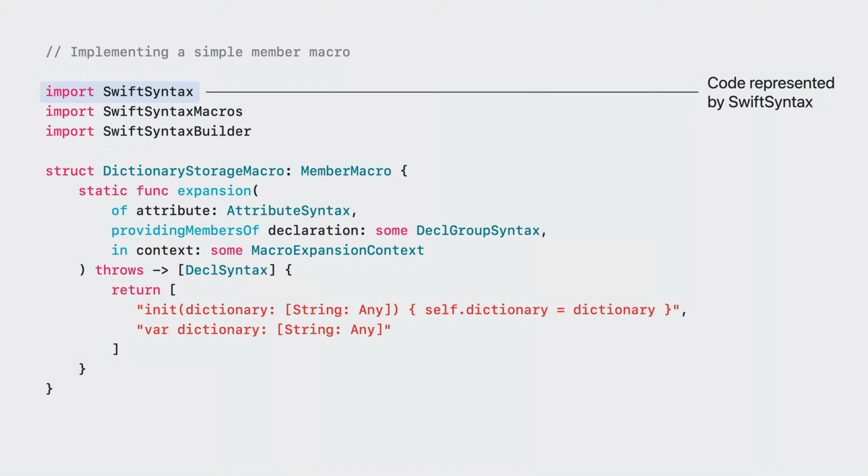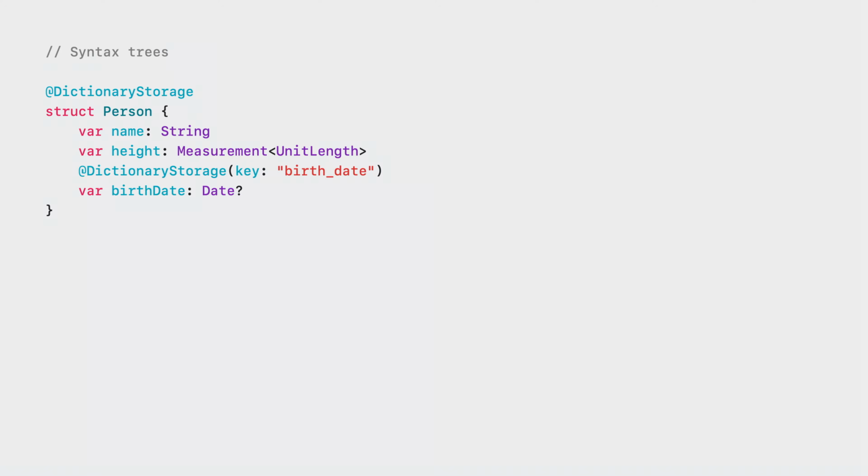Right at the top, we start by importing a library called Swift Syntax. Swift Syntax is a package maintained by the Swift project that helps you parse, inspect, manipulate, and generate Swift source code. Swift contributors keep Swift syntax up to date as the language evolves, so it supports every feature the Swift compiler does. Swift syntax represents source code as a special tree structure. For example, the person struct in this code sample is represented as an instance of a type called struct decl syntax.